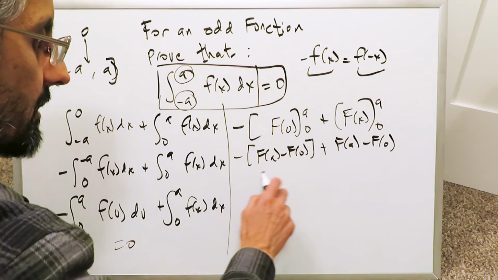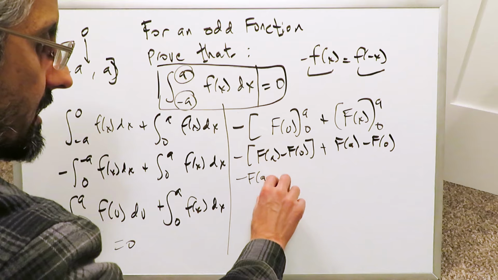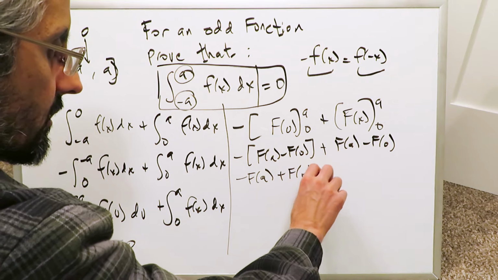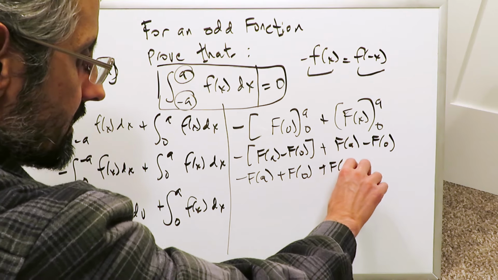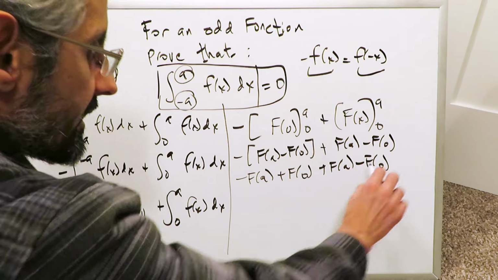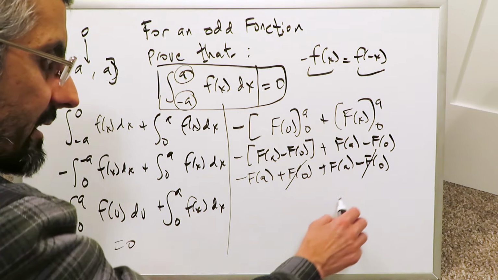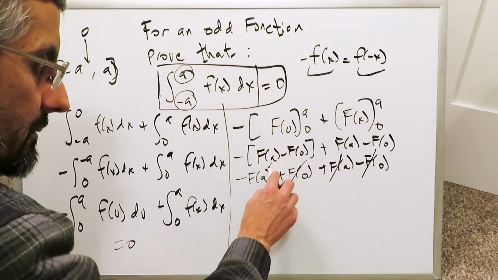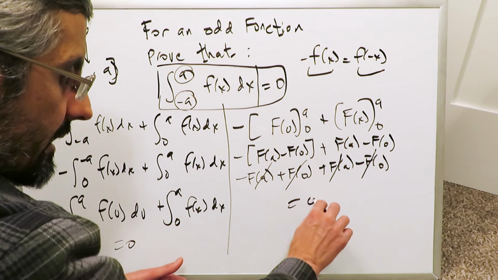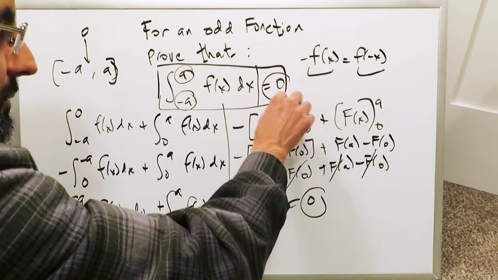Now you can just open this up. You'll have minus f of a plus f of 0. And we'll have plus f of a and minus f of 0. And we're very close to being done here. This positive f of 0 cancels out with this negative. This positive f of a cancels out with this minus f of a. And we're ending up here with 0, which is exactly what we wanted.